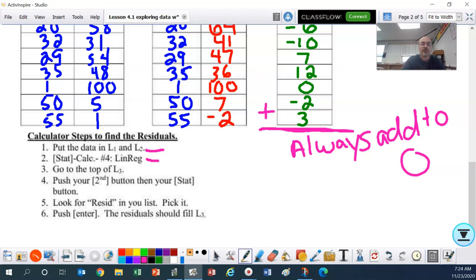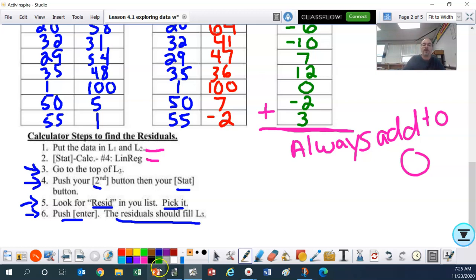We're going to go to the top of list 3. We're going to push the second button, then the stat button. We're going to look for the word resid in the list, and then we're going to pick it. And then we're going to push enter, and the residuals will fill list 3. What? That is crazy. Okay? So pause this and get that written down. Okay? I'm going to go ahead and, in 2 seconds, I'm going to go ahead and go through it.